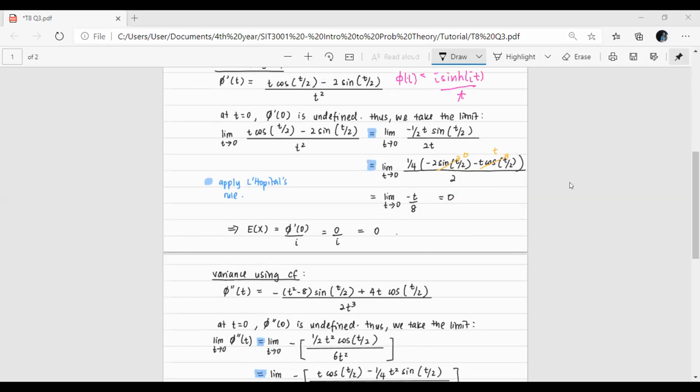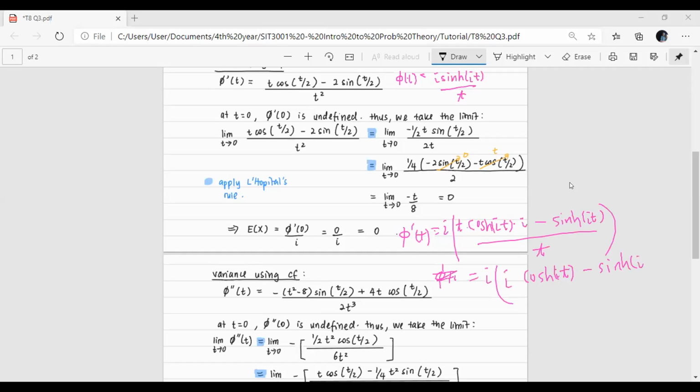If you differentiate this, you will get cos(it) times i minus sin(it) over t. So then this will be i cos(it) minus sin(it).